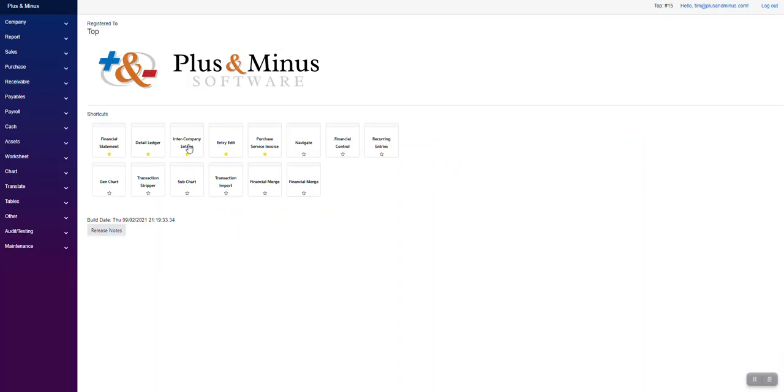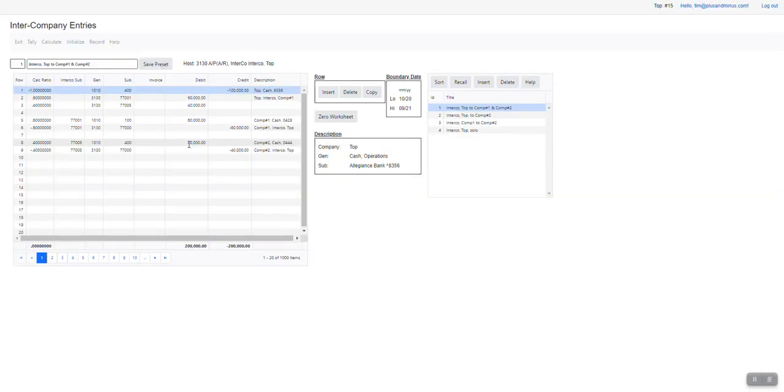So let's enter an intercompany transaction. We're going to go to Worksheet Intercompany and select Preset Top to Company 1 and Company 2. This is preset number 1.